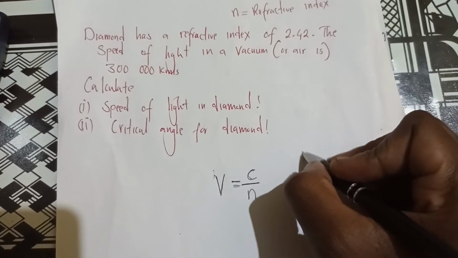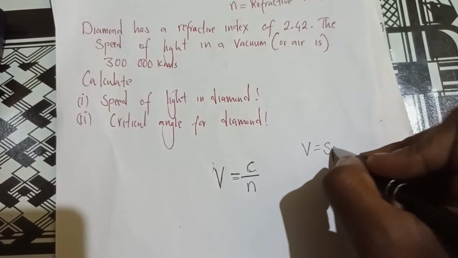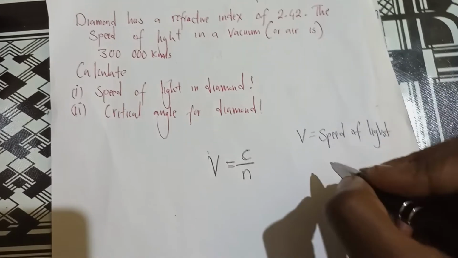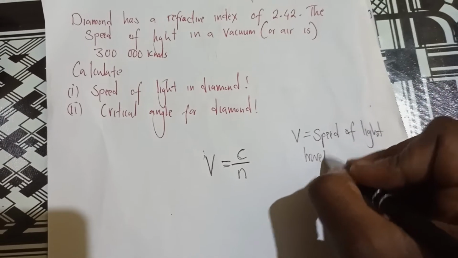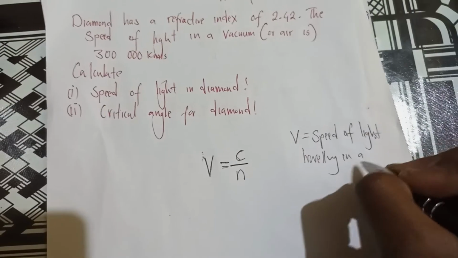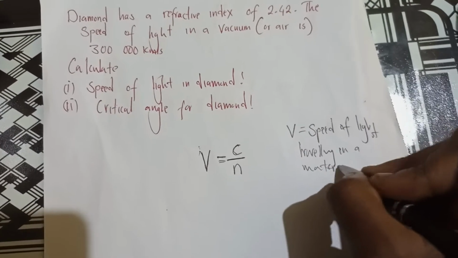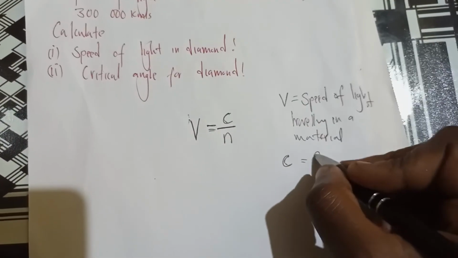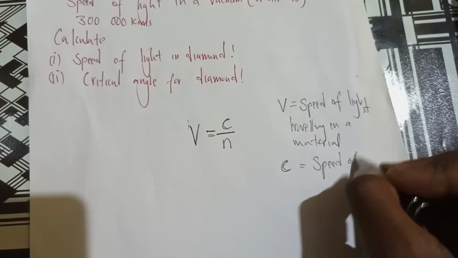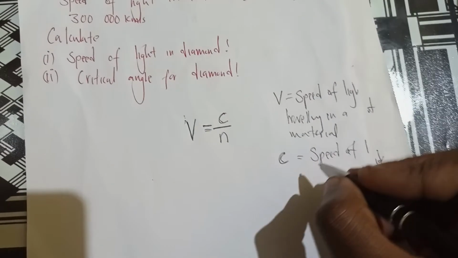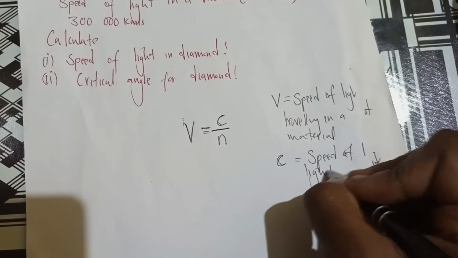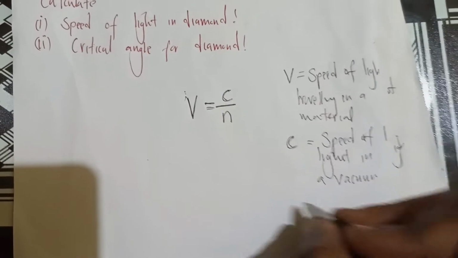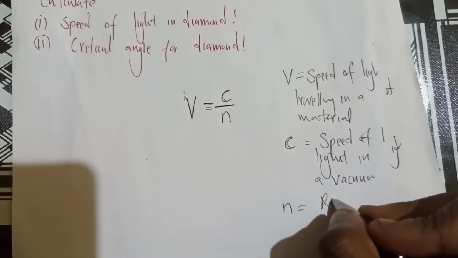So what you need to know is what V is. V is the speed of light traveling in a material. Then C is the speed of light in a vacuum. And N is the refractive index.